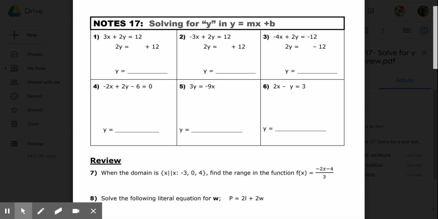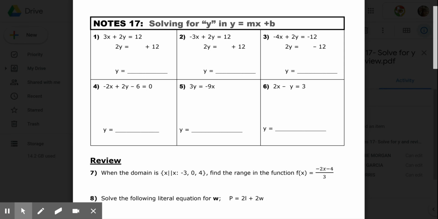Hi, now what we're going to do is practice solving for y, because sometimes you're going to have an equation that needs to be put in slope-intercept form so that you can identify the slope and the y-intercept, which is what we were talking a little bit about in the last notes on 16.